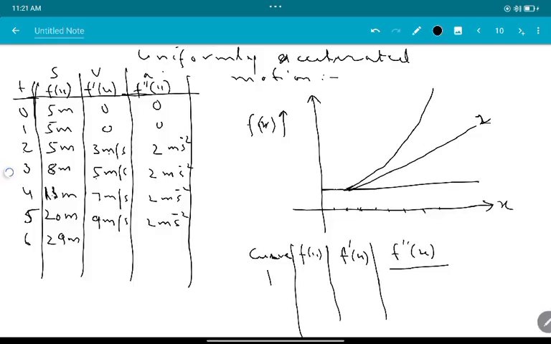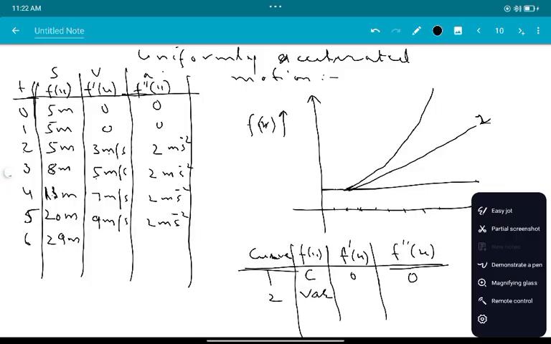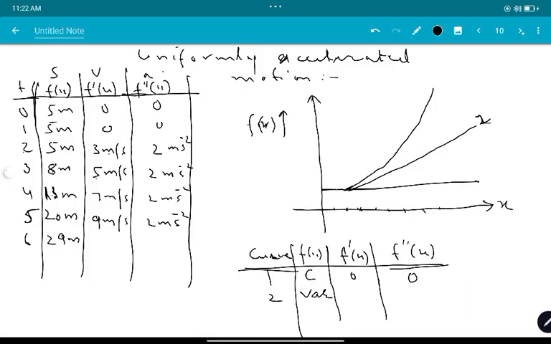Curve number 1 has, let us first write curve number 1. In curve number 1 we have first f x constant, f dash x 0, f double dash x 0. Column number 2, f x variable, f dash x is constant, that is velocity is constant, speed is constant, acceleration is 0, of course.